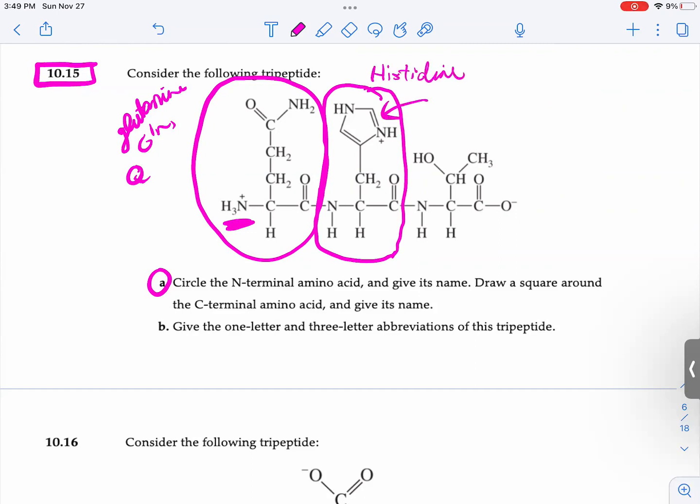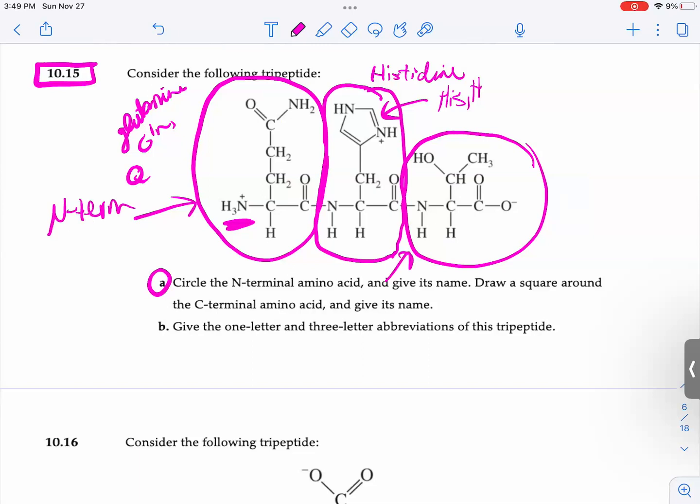All right, so look at some of the things that are unique about that. Make yourself a table. And in our C-terminus, this is our N-terminus on this side. And we've got our C-terminus.